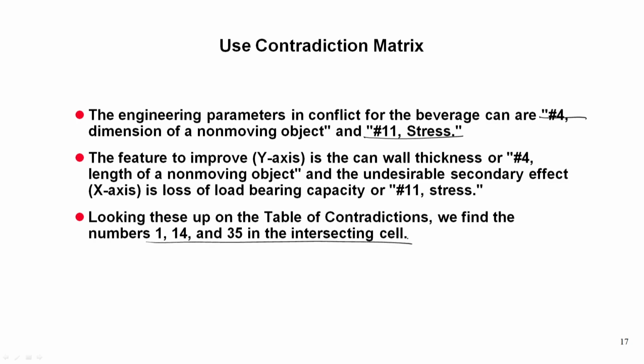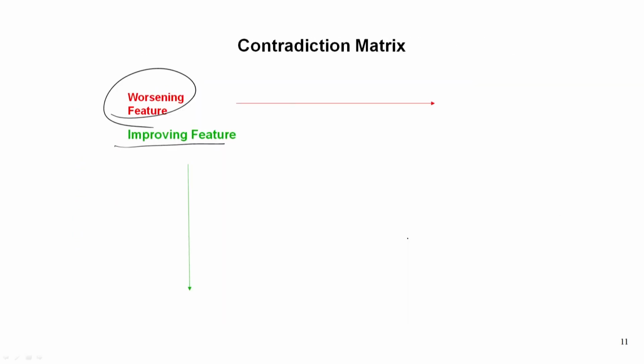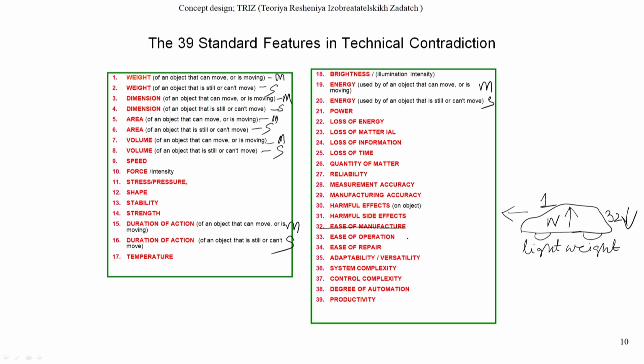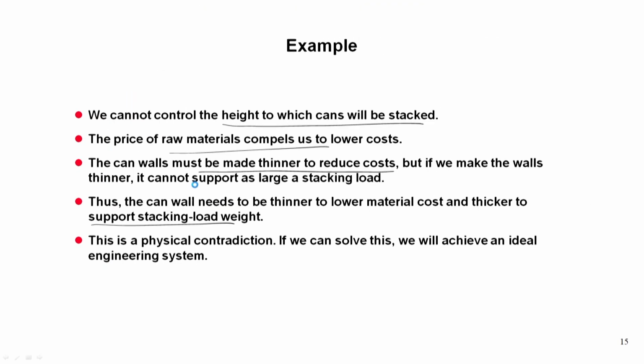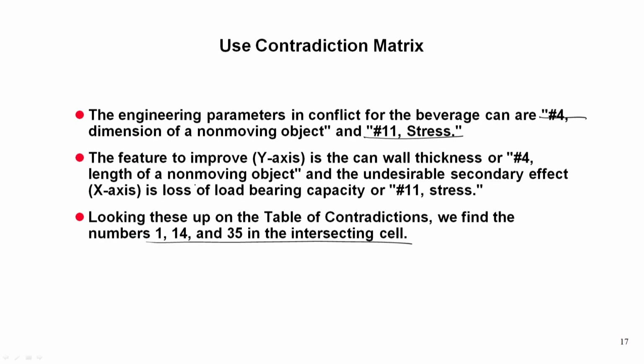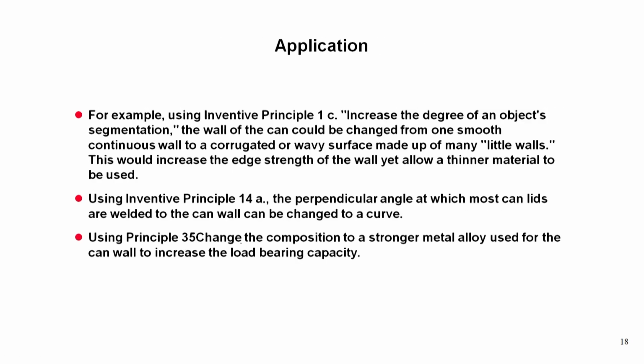Keep in mind the contradiction is between the thickness of the system, which is technical contradiction number 4, and versus 11, the stress. If you go a little bit back towards those numbers, you see 4 is basically the dimension of a stationary object, versus 11, the stress or pressure. That was our contradiction, and 1, 14 and 35 are the principles that people have already used to solve the problem. I am telling you beforehand, although I am going to go through the principles now.